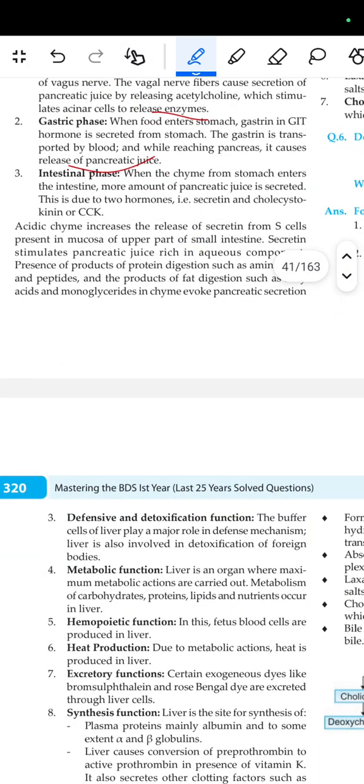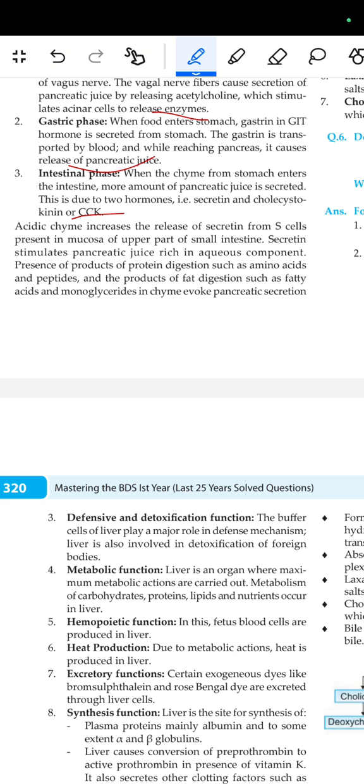Next है intestinal phase. So when the chyme from the stomach enters the intestine, more amount of the pancreatic juice is secreted. This is due to two hormones, secretin and the cholecystokinin or the CCK. Acidic chyme causes the release of the secretin from the S cell present in the mucosa of the upper part of the small intestine. Secretin stimulates the pancreatic juice rich in the aqueous component.